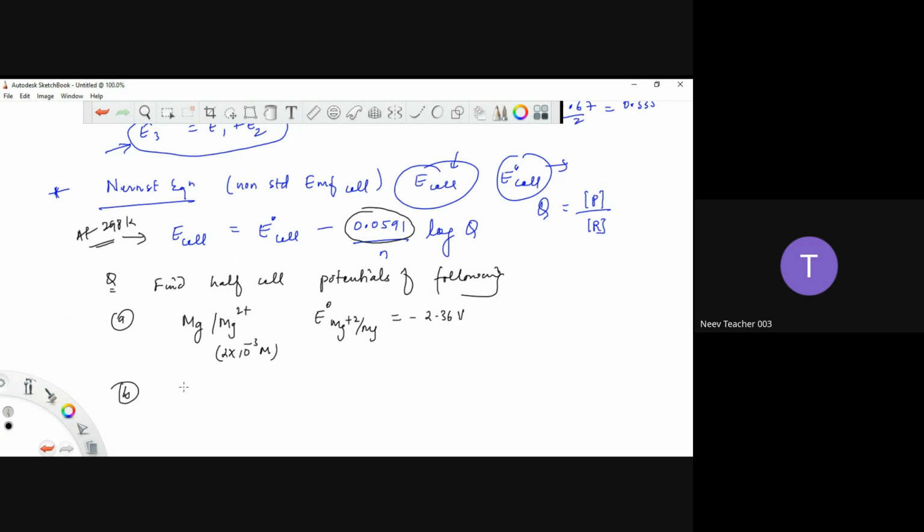The second part we can do is to calculate for this Cl minus, Cl2, platinum. The concentration is 10 to the power minus 2 molar and this is 1 bar. If a gas is present in the electrode and nothing is given about it, you can take 1 bar. That will be the standard condition for it. What if I ask you for the cell potential for the complete cell?